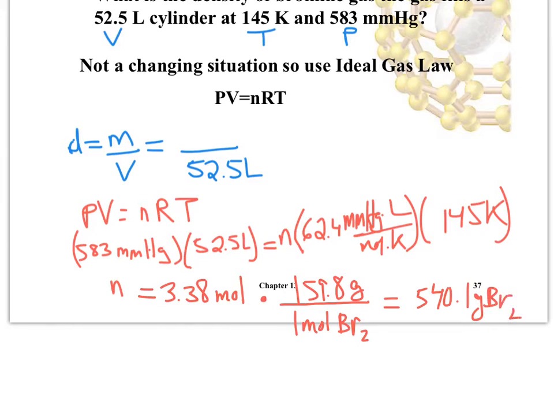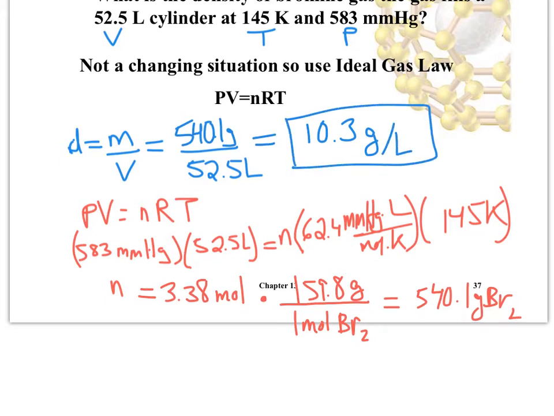So now that I have the mass, I can plug it into my density equation. 540.1 grams divided by 52.5 liters, and I end up with 10.3, and my units would be grams per liter, and that is my answer. So let your units guide you, and you will get your answer.